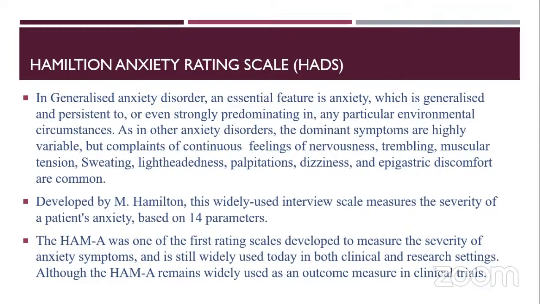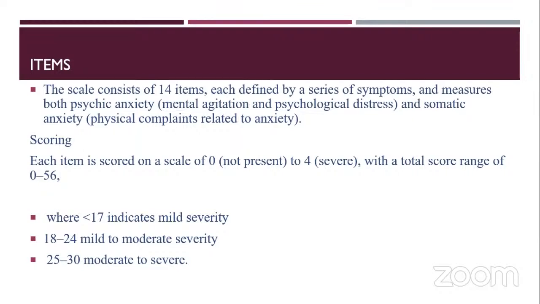It was again developed by M. Hamilton and it is a widely used interview scale. It is mainly formed on the basis of 14 parameters. The Hamilton anxiety scale is one of the first rating scales developed to measure the severity of anxiety symptoms, and it is widely used in clinical and research settings. The scale consists of 14 items, based upon psychic anxiety, that means mental agitation and psychological distress, and also somatic anxiety, that is physical complaints related to anxiety.